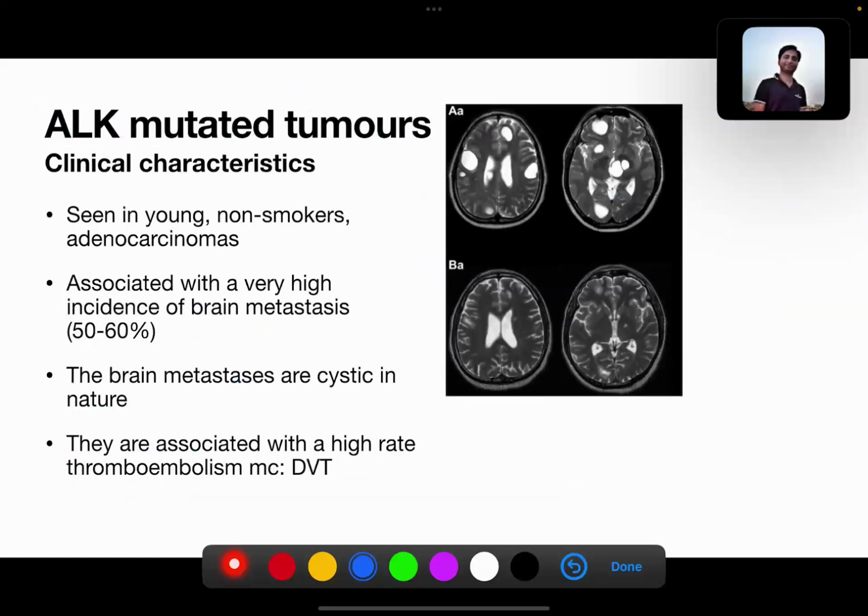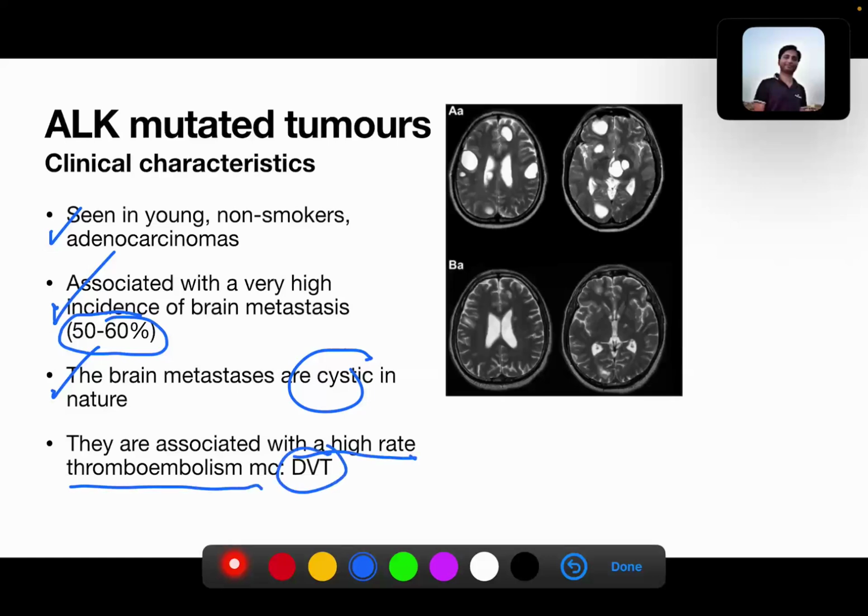ALK-mutated tumors are seen in young non-smokers, as adenocarcinomas associated with a very high incidence of brain mets, around 50 to 60%. The brain mets are usually cystic in nature, as you can see here, and they're associated with a high rate of thromboembolism, and most of these patients present with DVT.